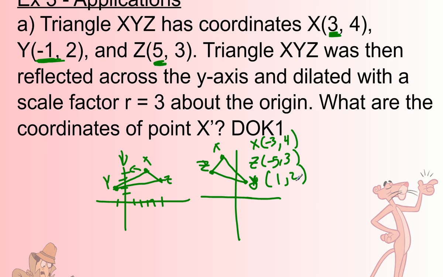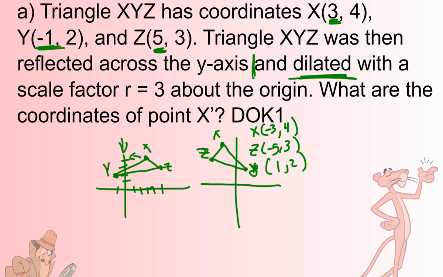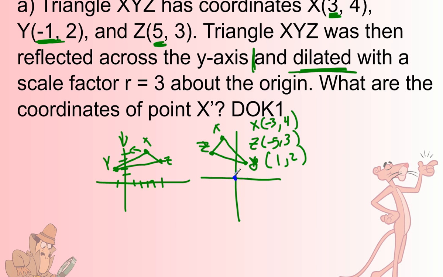That's the reflection. Now we need to talk about this dilation that happened. So this dilation with a scale factor of 3 about the origin. So there's the origin. So everything is going to be 3 times farther away than they are right now. So let's see. If I'm only really focusing on the coordinates of the x point, so I don't really care about these other two right now. It's this x point that really makes a difference to me.